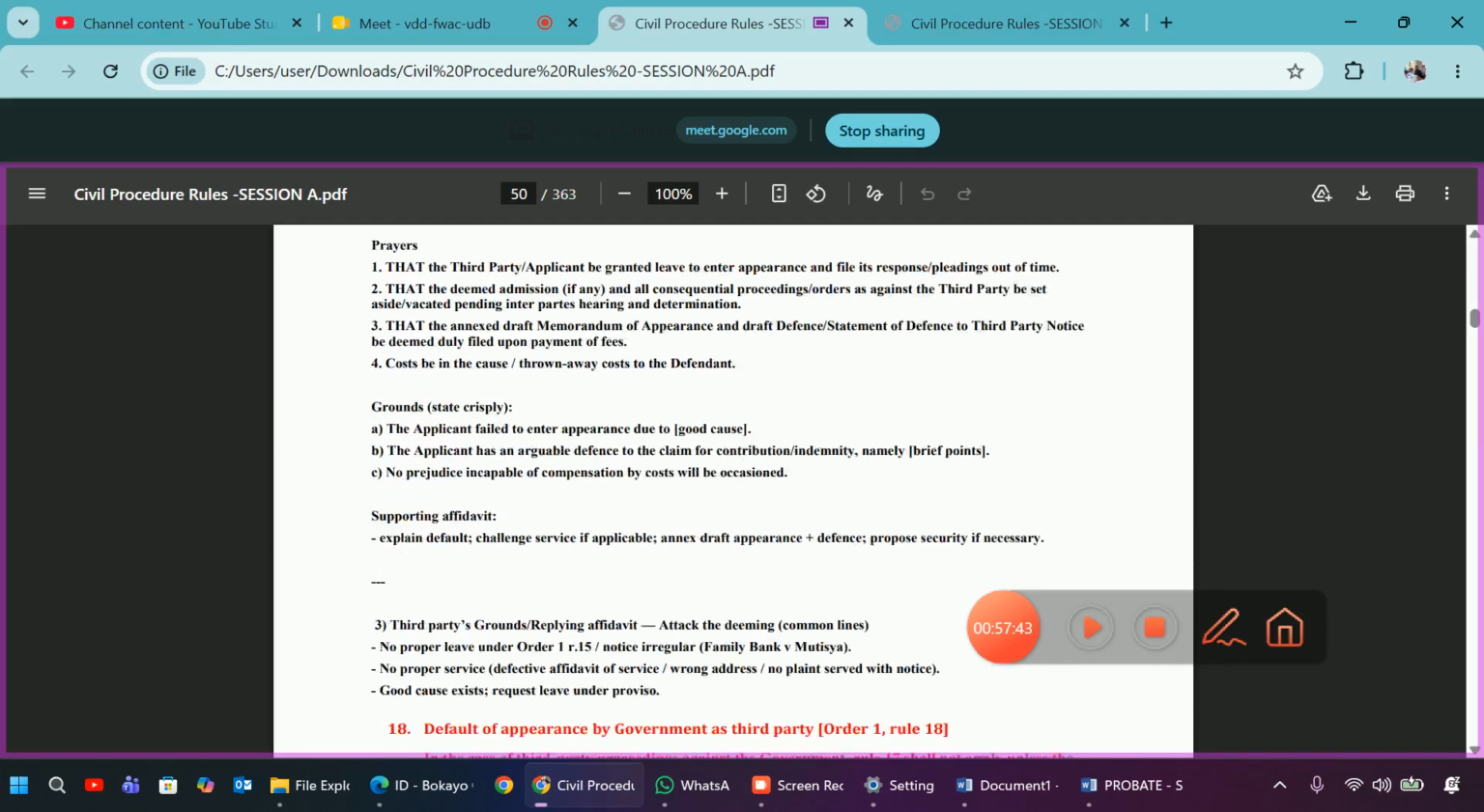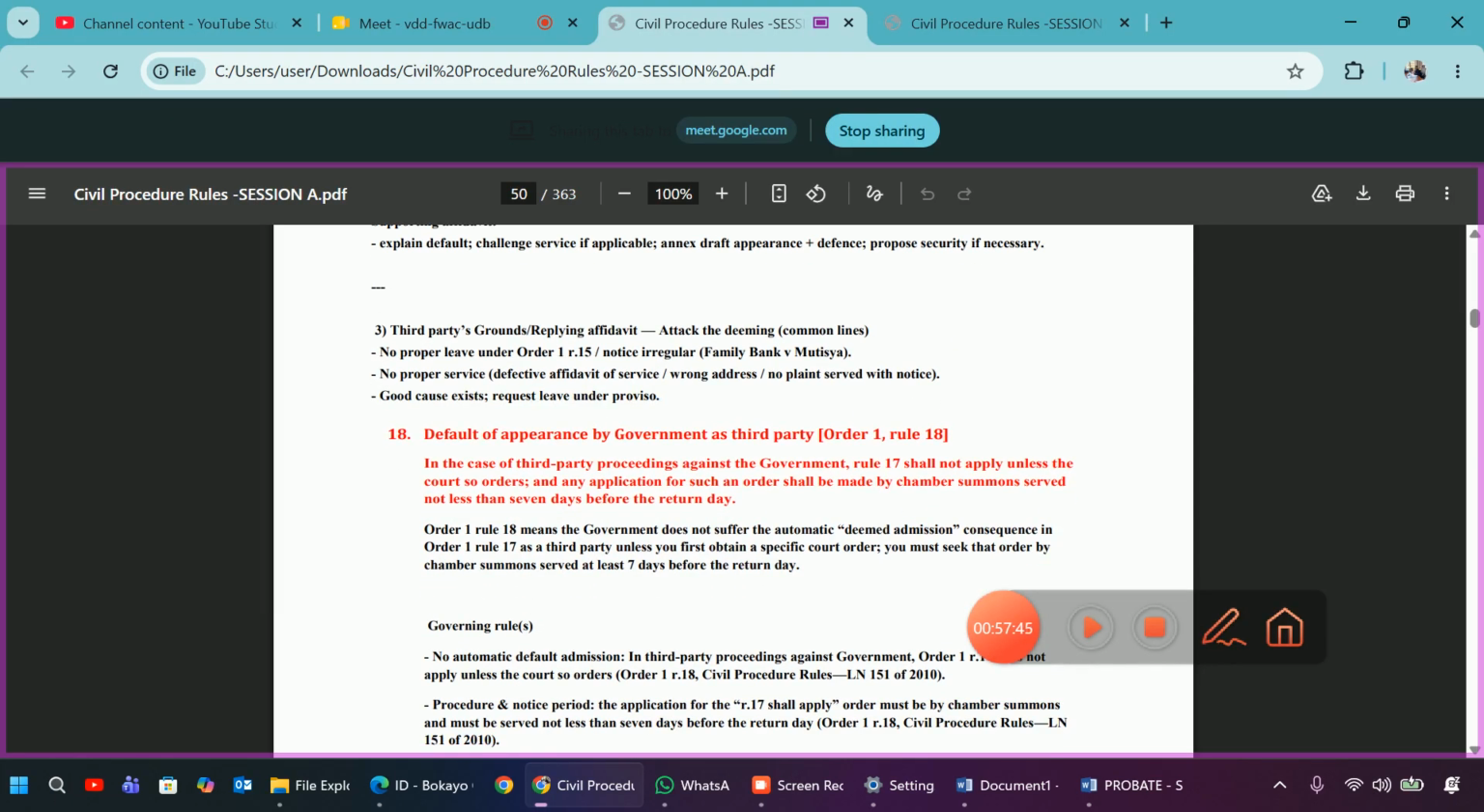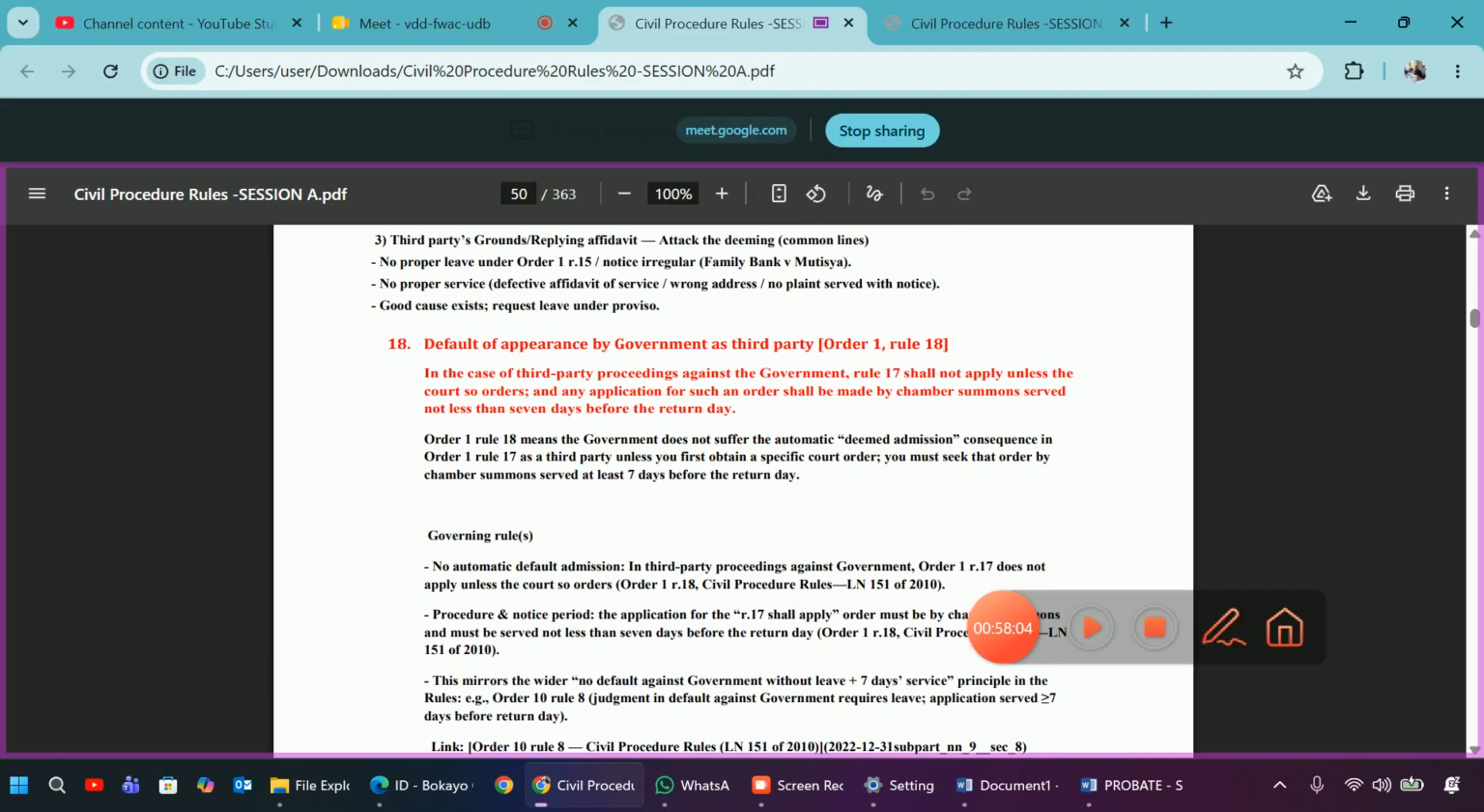a memorandum of appearance. Then the third party's grounds that they will be seeking are that no proper leave under Order 1, Rule 15 was served. Then he is saying that the third party notice was irregular. Then no proper service upon him. So maybe he was never served and good cause exists. Request leave under the provision.